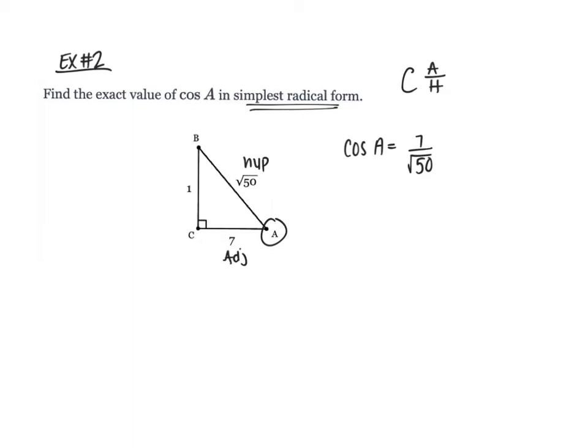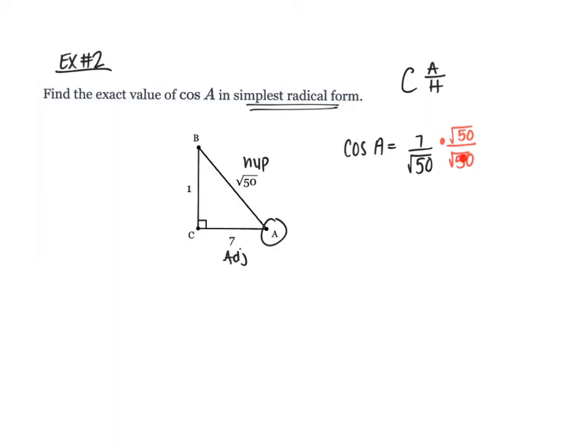So what we do is we notice that there's a radical here on the bottom. And the trick is that we're going to multiply this entire fraction by radical 50 divided by radical 50, which in all actuality, anything divided by itself is 1. So I'm really only multiplying this fraction by 1. It's just a different form of 1 that will allow us to make our simplest radical form.